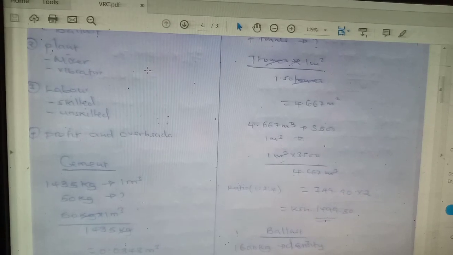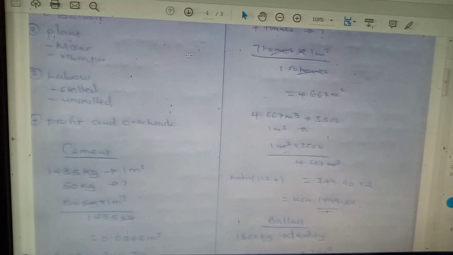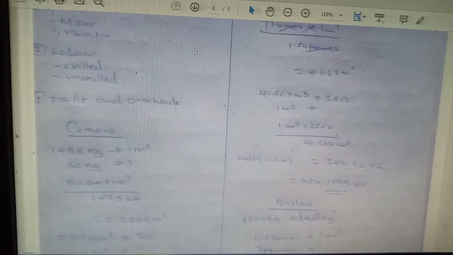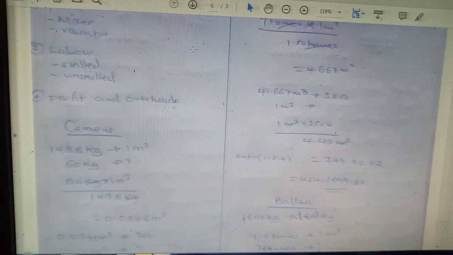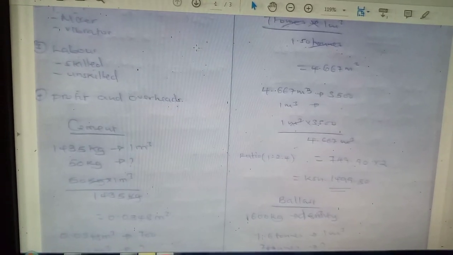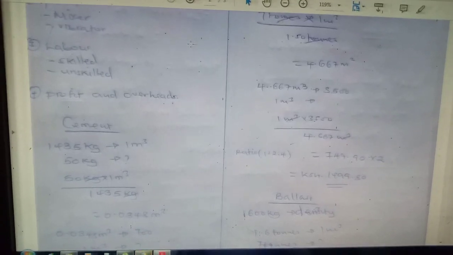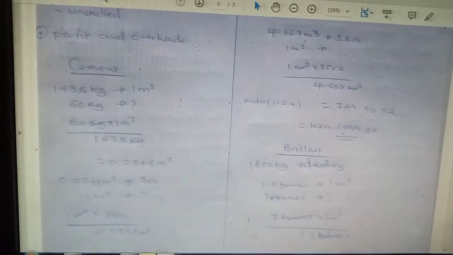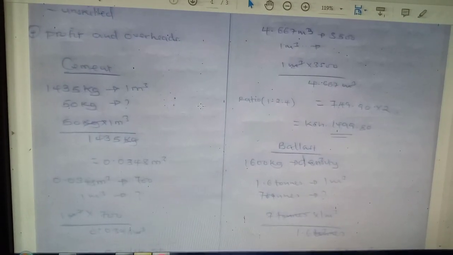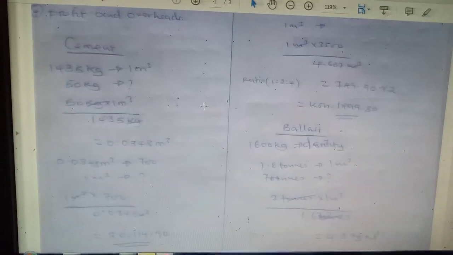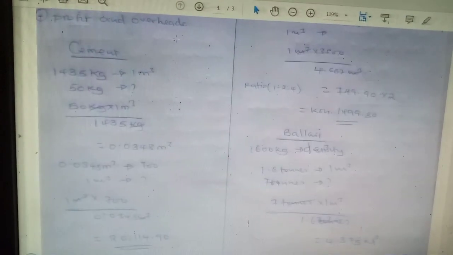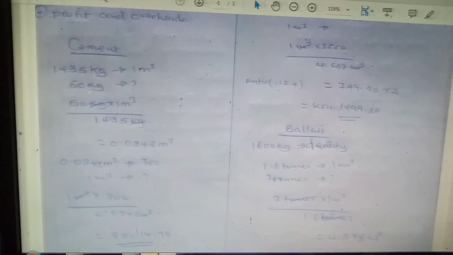Our first material is cement. As we had discussed, the density we are not given, so I chose to use the density of 1,435. The density is in kgs per meter cube, so in 1 meter cube it will be equivalent to 1,435 kgs. What of 50 kgs will be how many meters cubed? You calculate that, then you get 0.0348 meter cube. That is for a 50 kg bag.